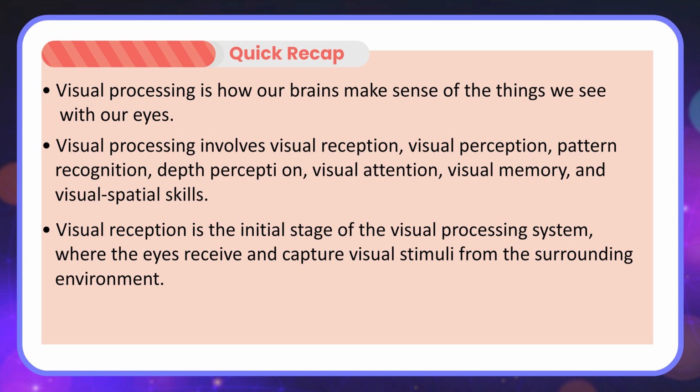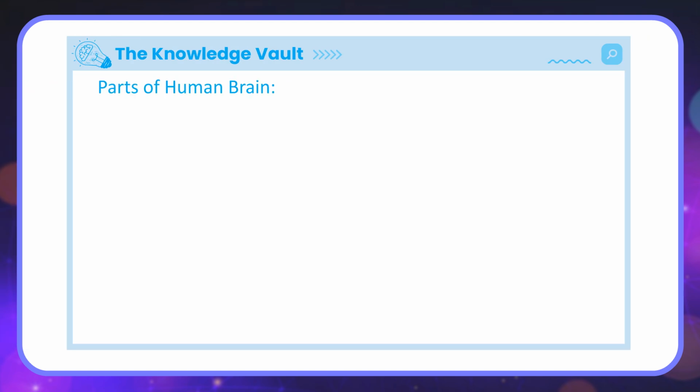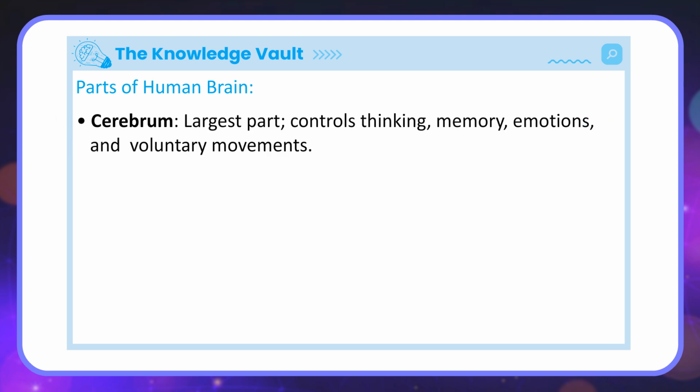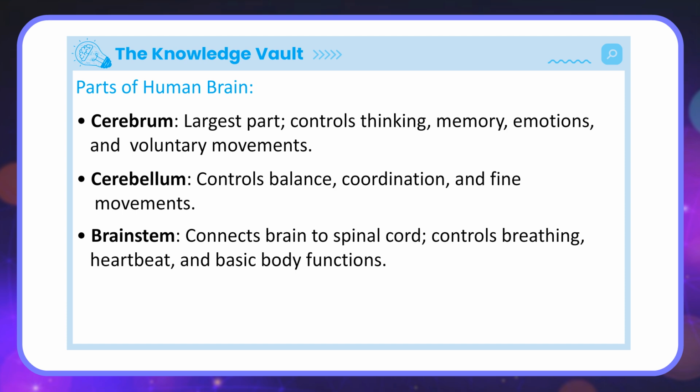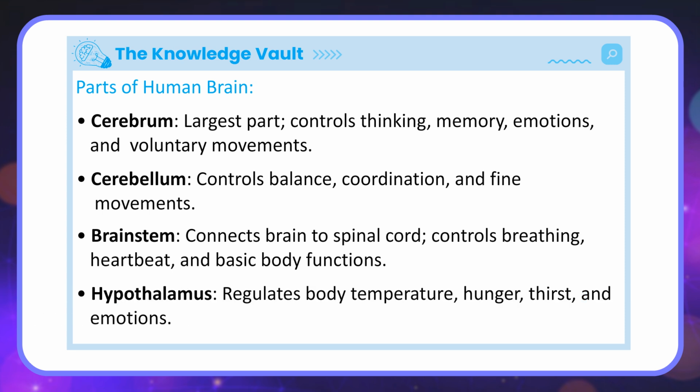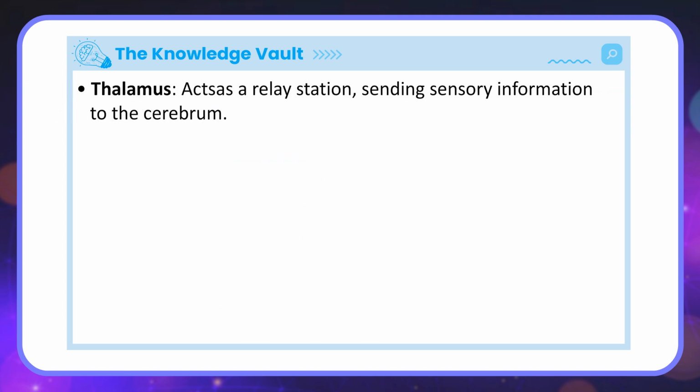The knowledge vault. Parts of human brain. Cerebrum, largest part, controls thinking, memory, emotions, and voluntary movements. Cerebellum controls balance, coordination, and fine movements. Brainstem connects brain to spinal cord, controls breathing, heartbeat, and basic body functions. Hypothalamus regulates body temperature, hunger, thirst, and emotions. Acts as a relay station, sending sensory information to the cerebrum.